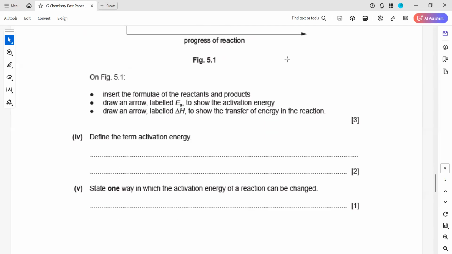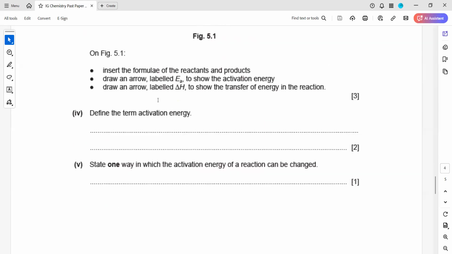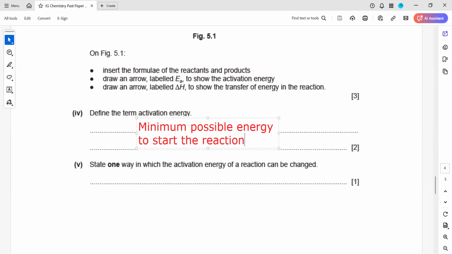The next is define the term activation energy. You have to use the term minimum. It's the minimum possible energy to start the reaction. Minimum is important: the minimum possible energy which we need to start a reaction, or the energy at which the reaction starts, that will be the second one.